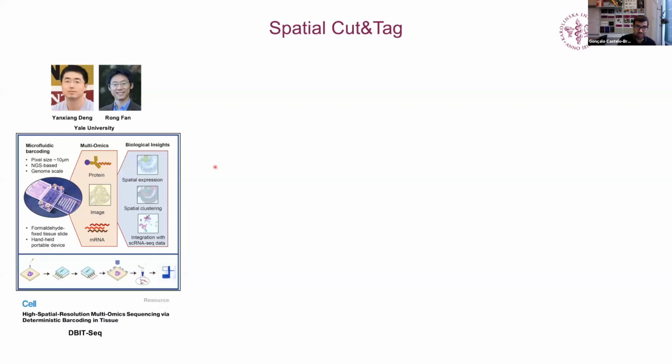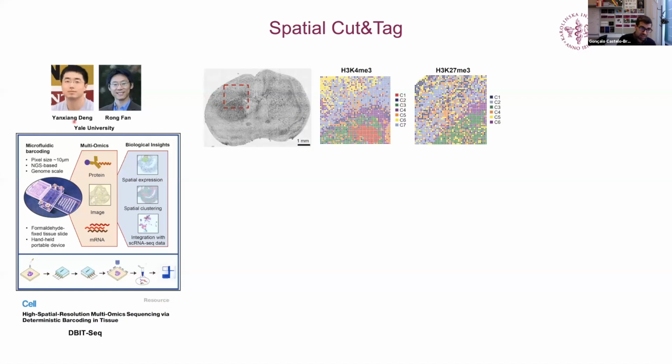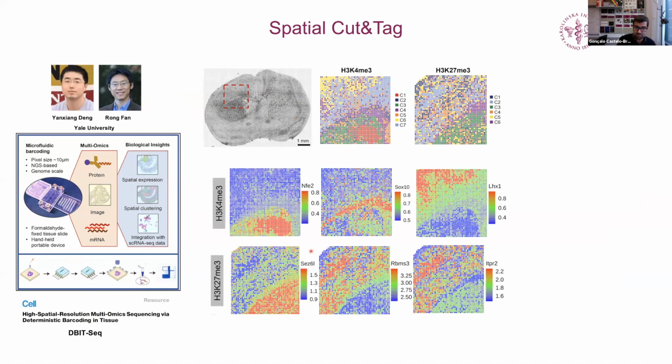Rong and Yanxiang have now developed a new technology where they adapted this approach to utilize cut&tag. Here you have a brain from P21, and in this data set we did H3K4 methylation and H3K27 methylation, and we could identify different clusters that were specifically positioned in different areas in this brain section.